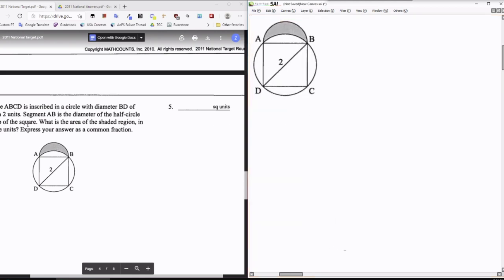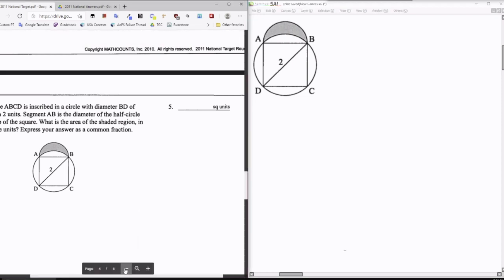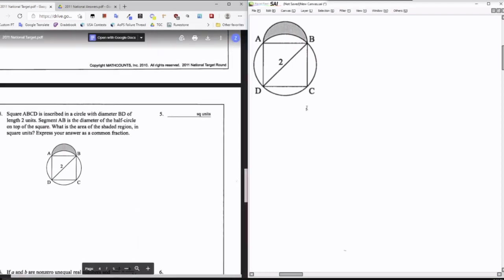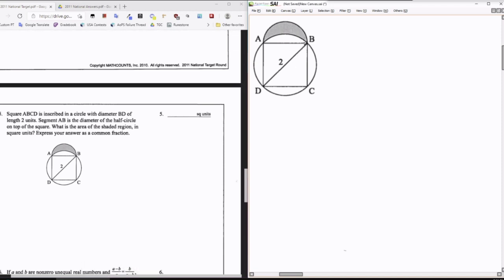Okay, we have ABCD here. The diameter is 2. So we know this is what? Actually, we don't really know that. So here's the origin.